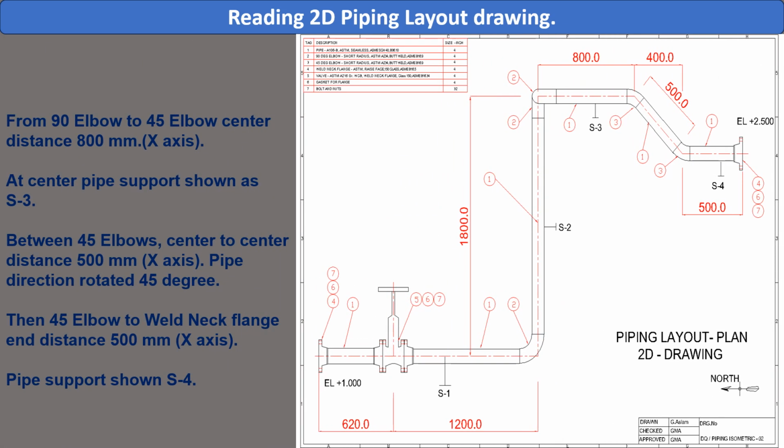From 90 elbow to 45 elbow center distance 800 mm. X-axis, at center pipe support shown as S3. Between 45 elbows, center to center distance 500 mm. X-axis, pipe direction rotated 45 degrees. Then 45 elbow to weld neck flange end distance 500 mm. X-axis, pipe support shown as S4.